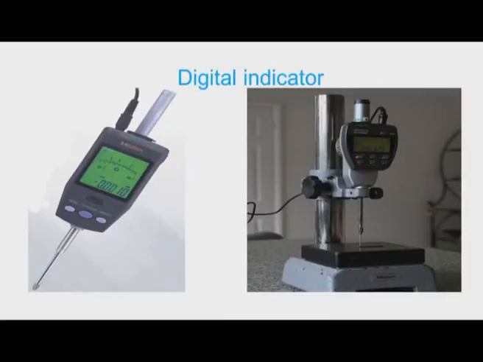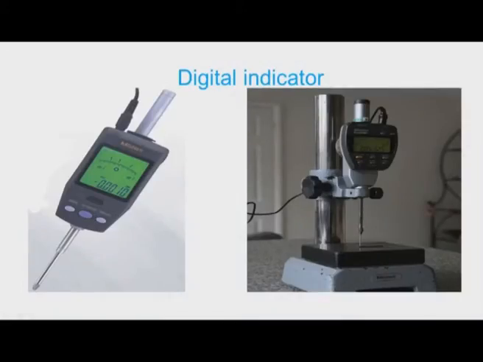Now, moving to the digital indicators. This shows an indicator, and different functions are available like the on off function and the hold function. And then the selection between the English system or metric system is possible, and data transfer is possible using RS-232C for transmitting the data to a computer for statistical process control.